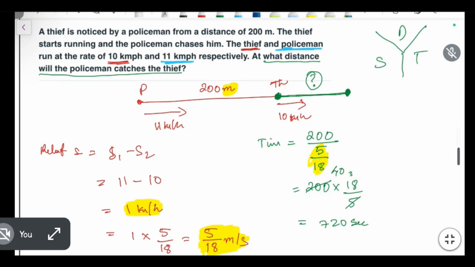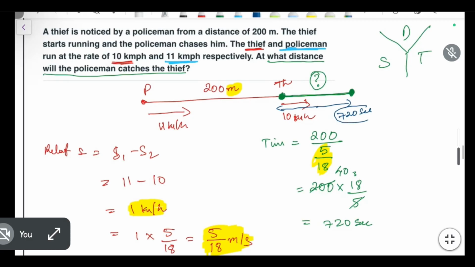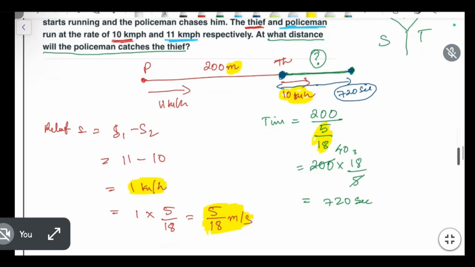So this one, the time taken to travel this one is 720 seconds. So the thief took 720 seconds from this point till this point at the speed of how much? At the speed of 10 kilometer per hour. Oh, we have hours and we have second here. So we need to convert at least one of them. So let's get our answer in terms of meter, okay? That will be better.